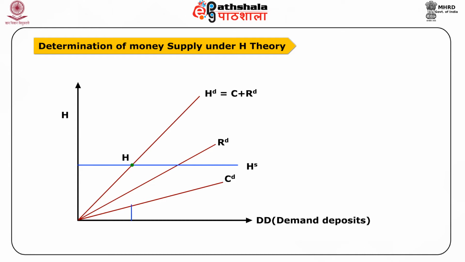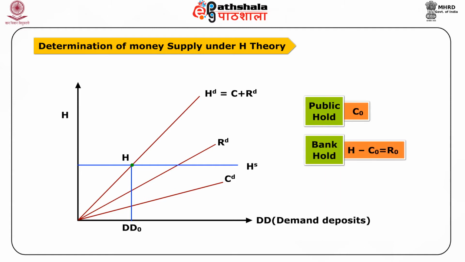The equilibrium of the H market is where the HD and HS curves intersect, giving the equilibrium level of demand deposits DD0 and currency C0. The public holds C0 amount of currency and leaves the rest, H minus C0, which is equal to R0, for the banks to hold, and is equal to HD. Given the CD function, C0 is the amount of currency the public would like to hold when DD is equal to DD0.